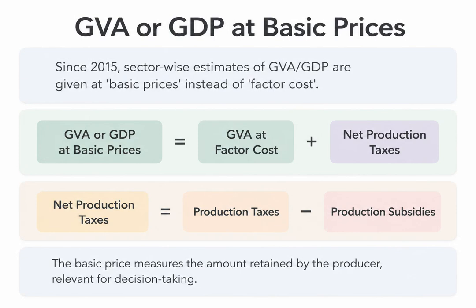An important shift happened in 2015 when the Statistical Office decided to report sector-wise gross value added at basic prices rather than factor cost. The basic price is crucial because it measures the actual amount the producer retains, making it the most relevant figure for a producer's decision-making. To calculate GVA at basic prices, we take the GVA at factor cost and add net production taxes. Net production taxes are simply the total production taxes minus any production subsidies received.